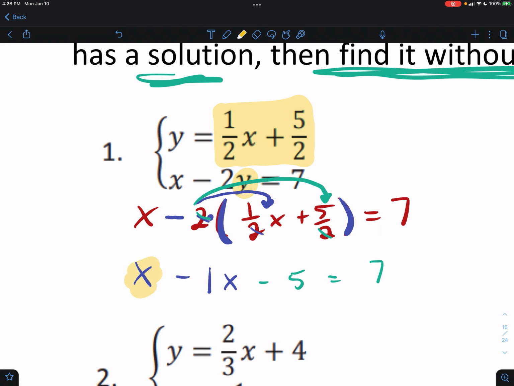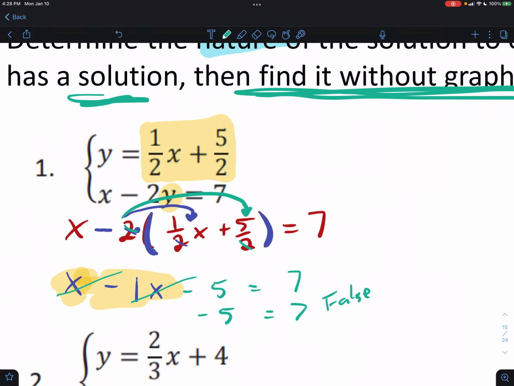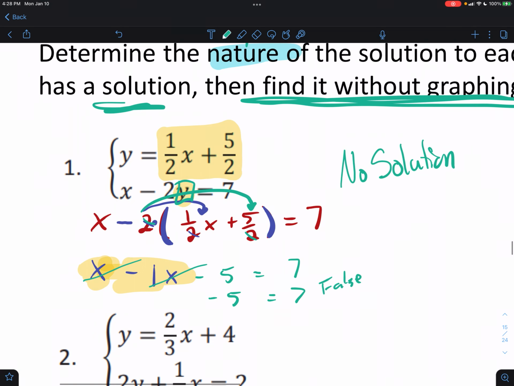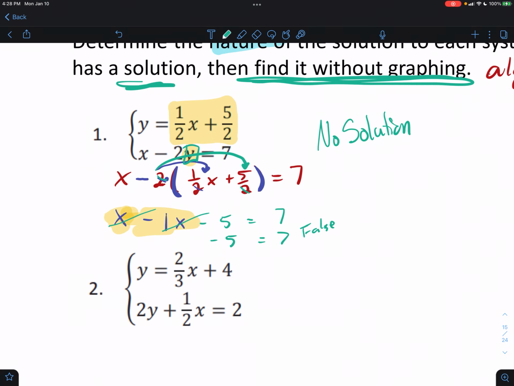I see I have x minus x right here. Well, those two will cancel out, leaving us with -5 equals 7. Since this is a false statement, there is no variable left to solve for, this system would have no solution. Which we could have done at the beginning by solving our second equation and putting it in slope-intercept form, solving for y.